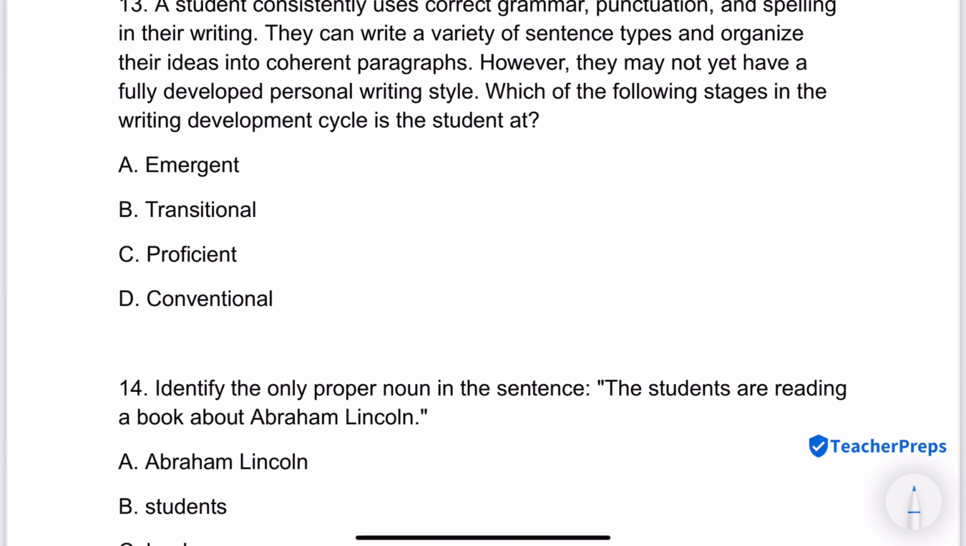And this one asks, a student consistently uses correct grammar, punctuation, and spelling in their writing. They can write a variety of sentence types and organize their ideas into coherent paragraphs. However, they may not yet have a fully developed personal writing style. Which of the following stages in the writing development cycle is the student at?